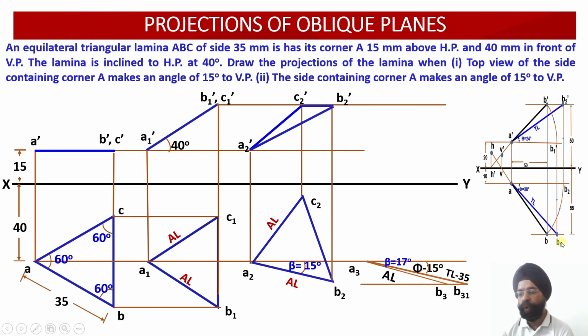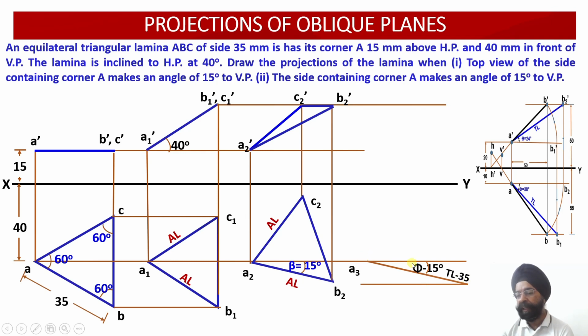This was A3, true length was B31. So first of all, again I'll repeat, initially I have drawn the true length at an angle of phi equal to 15 degree. Now having drawn this, I will be drawing the locus line.